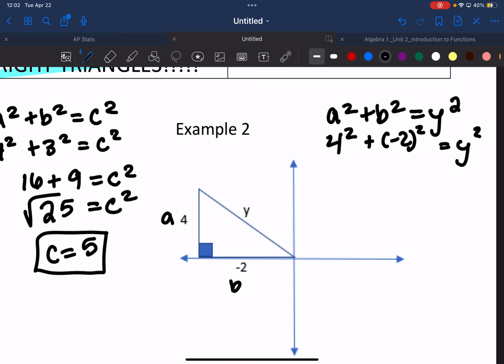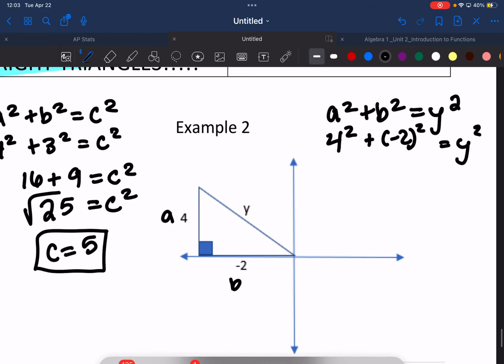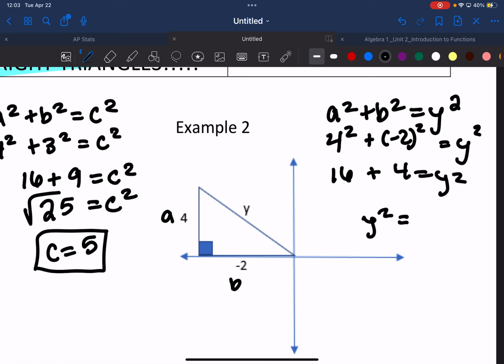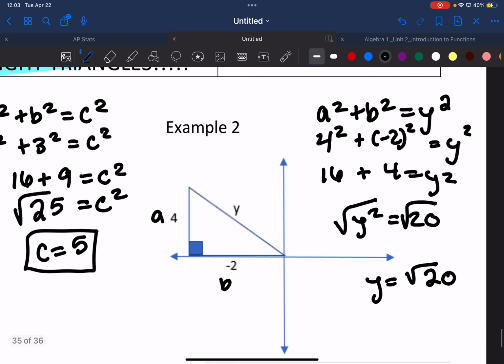Good. So I make sure I square the negative 2, not just the 2, because a negative times a negative is a positive. So we have 16 plus 4 is equal to y squared. So that means y squared equals 20. And how do we get rid of the square? Square root. So y is equal to the square root of 20. Can I leave that as my answer? No, I have to do what to simplify?